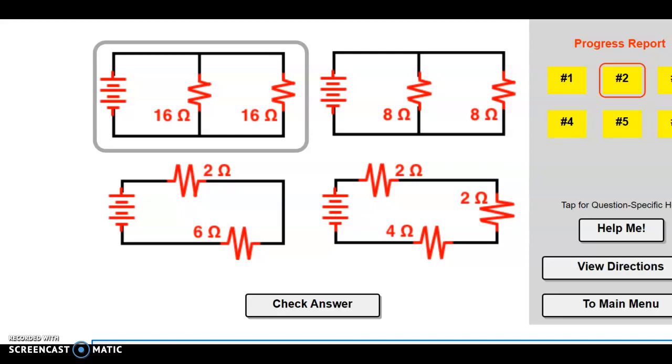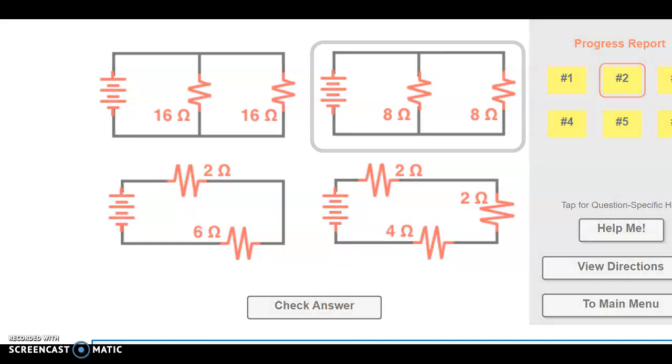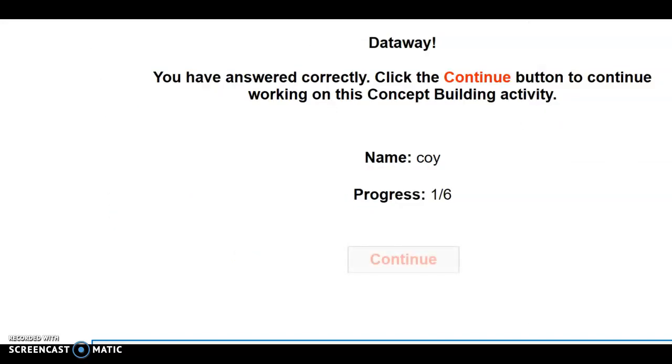Look, that says 8 and that says 8, but remember, what do you do if you have 2 in parallel? You cut them in half. So this is really 4 ohms total equivalent. 16 and 16, hey, if you have 2 16s, that really means it's a total of 8. So this is 8 ohms total equivalent. This is 8 ohms, that is also 8 ohms. So that means this is the odd man out. All right, good luck, you guys.